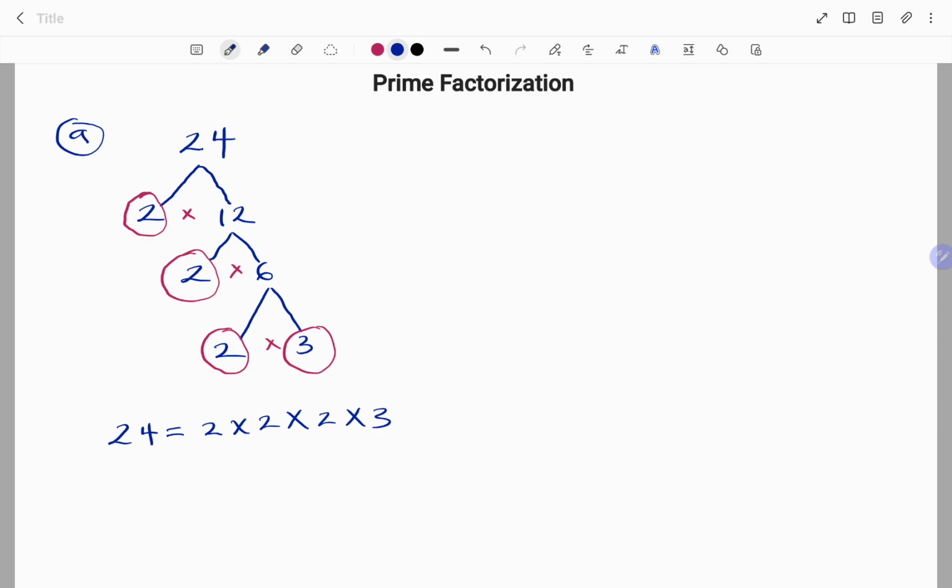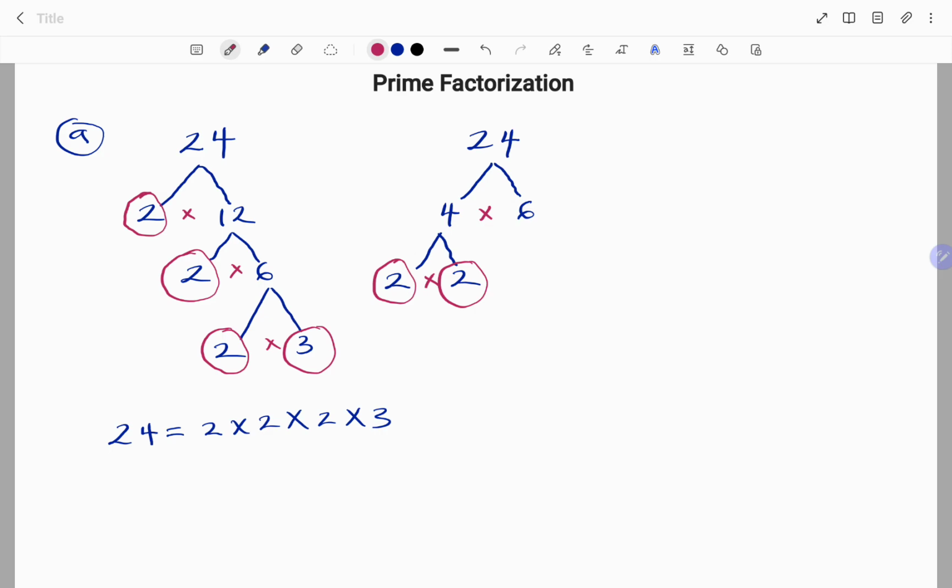For example, I know that 4 times 6 will also give us 24. But we can also find factors that will give us 4, which is 2 times 2. 2 times 2 will give us 4. And if we note, 2 here is a prime number. 2 here is also a prime.